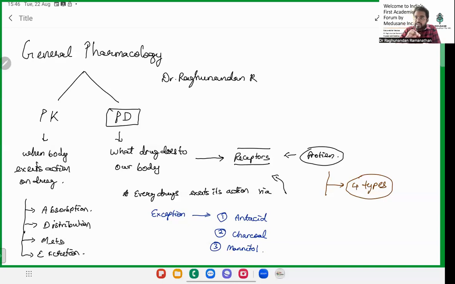Now, the drug exerts some action on the body, and that is called pharmacodynamics. And today, for the next 1.5 hours, we are going to discuss pharmacodynamics.